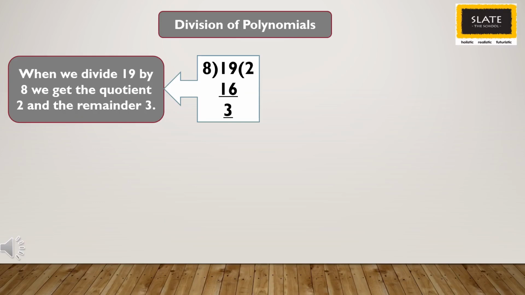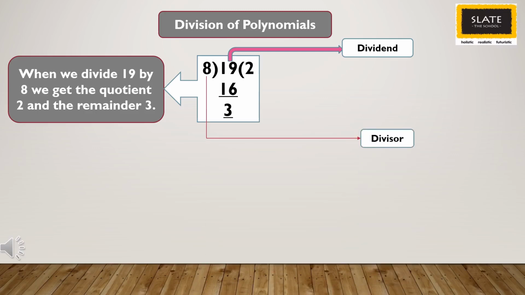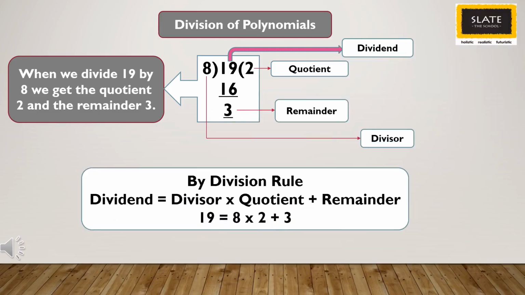8 into 2 is 16. 19 minus 16 gives you 3. In this division, 19 we call as dividend, 8 as divisor, 2 as quotient and 3 as remainder. If you observe here, the remainder 3 is less than the divisor 8. By division rule, dividend equal to divisor into quotient plus remainder, we can write 19 equal to 8 into 2 plus 3.